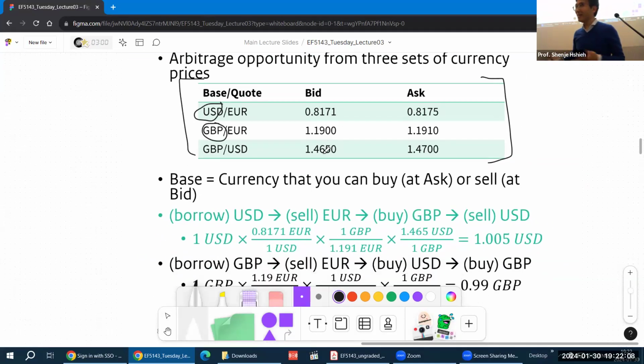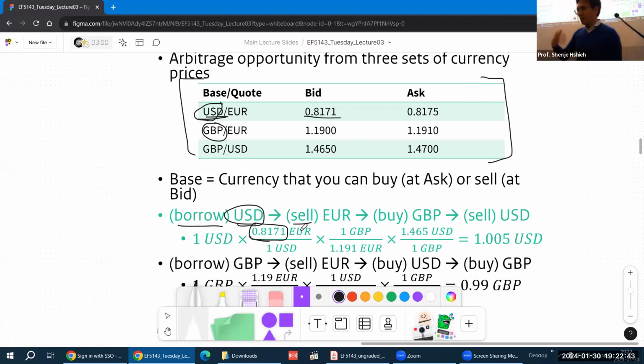Let me explain again how it's done. So I borrow the base. The base here is US dollars. So I borrow dollars, and I want to convert dollars into, in this case, euros. So I look for euros, in which I can use dollars to sell or use dollars to buy. In this case, it's dollars to sell. That's why it's sell here. Sell tells you that I can only sell at a crappier price, which is the bid, which is why you see this number here. Okay, this is the bid.